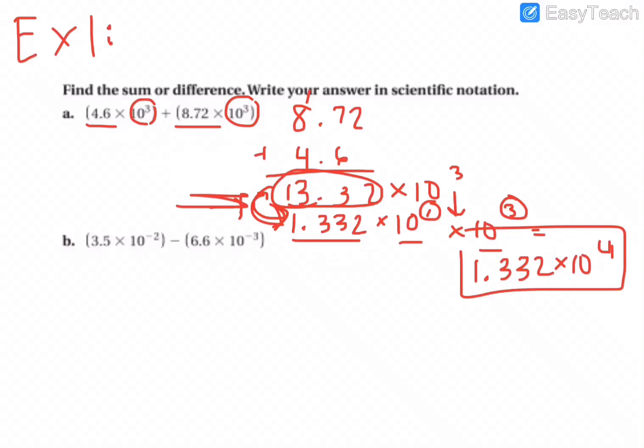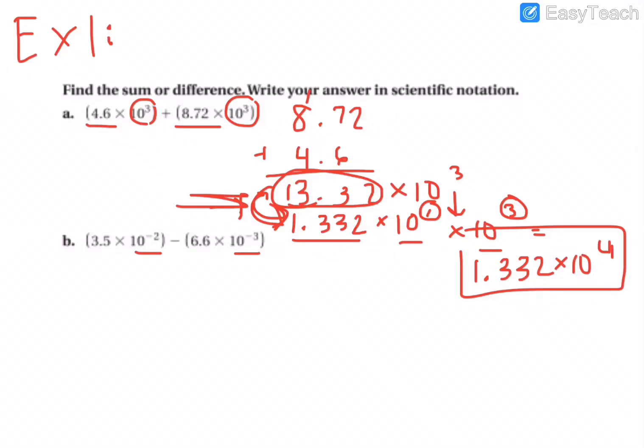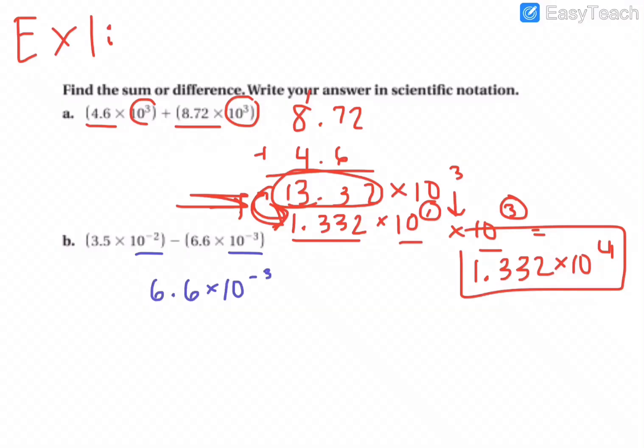Alright, here is the second one where you don't have the same exponents, so it's going to be a little bit more work, but not much more. Basically what you need to do here is change one of the exponents to match the other. It doesn't matter which one, but in this case we're going to go with the second one. So again, if I have 6 and 6 tenths, I'm going to do this in another color so we can distinguish it from the work that I already did up there. Okay, I'm going to go with 6 and 6 tenths times 10 to the negative third. I need that to match the negative second.